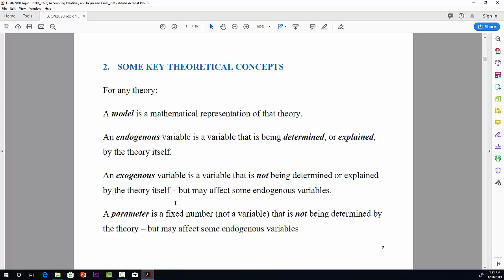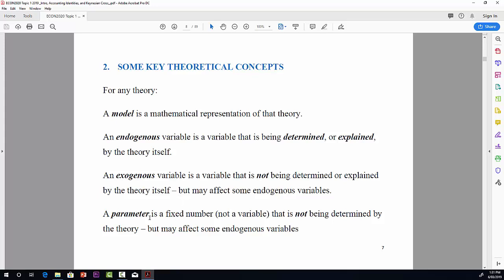They're not, although they can actually be changed from policy and so on, but they're not actually being determined within the model. And a parameter is another fixed thing. It's a fixed number. It's not a variable, though, and it's not being determined by the theory. So actually, maybe just quickly, an example of an exogenous variable: often we think of government expenditure as an exogenous variable. So this thing changes really according to the initiatives and desires of politicians, rather than by necessarily the macroeconomy itself.